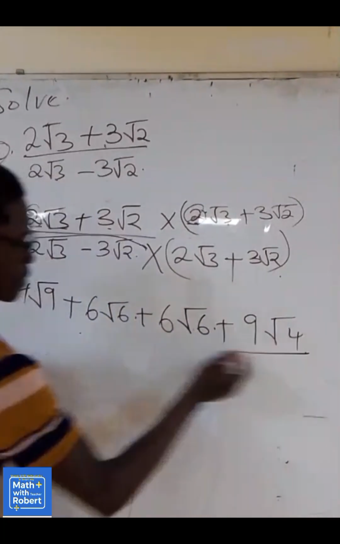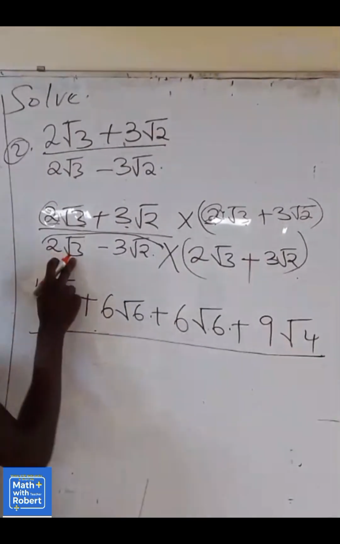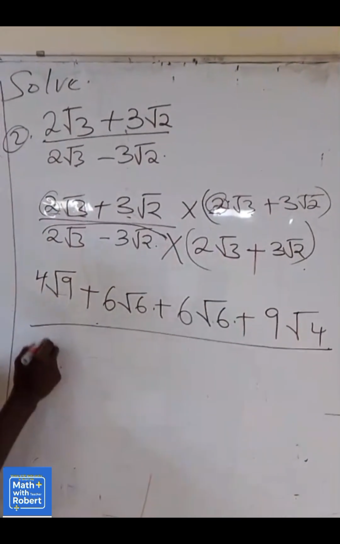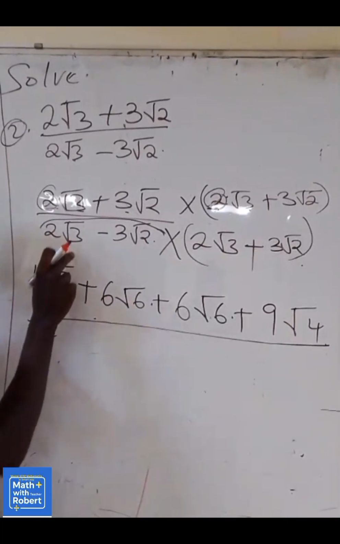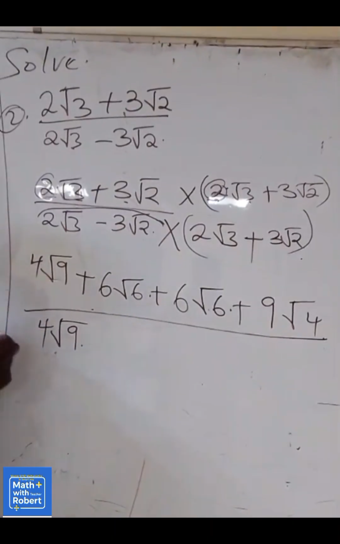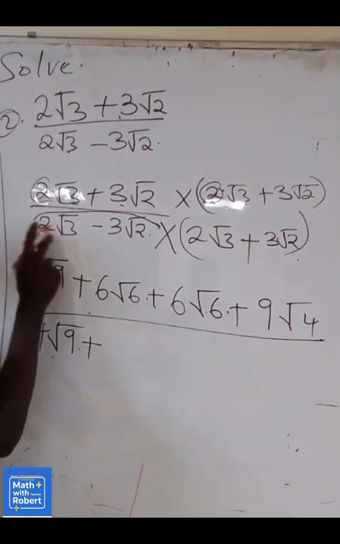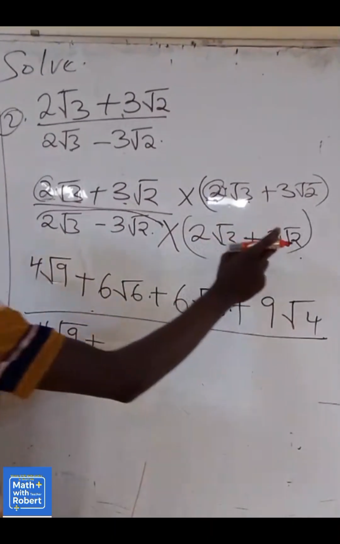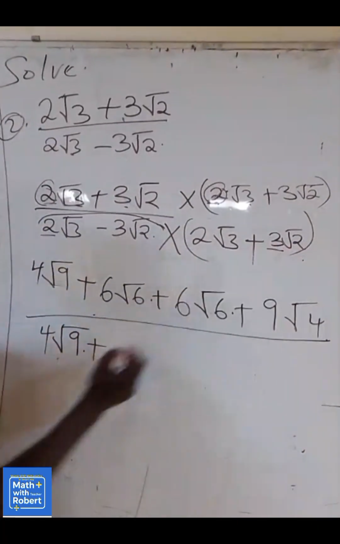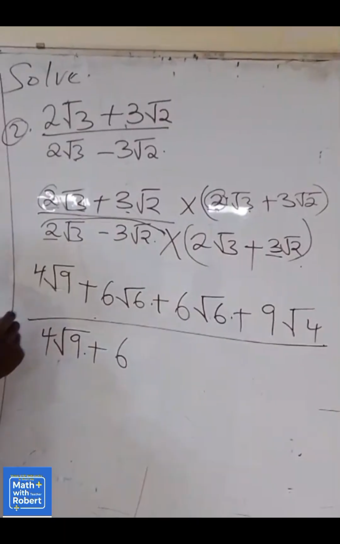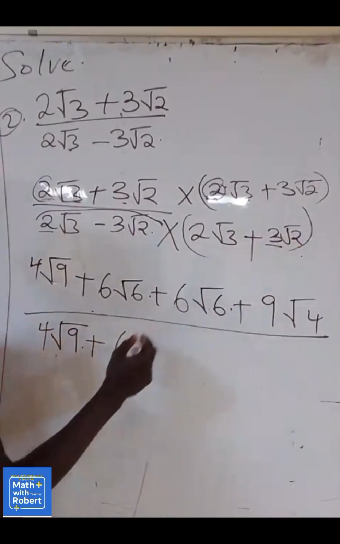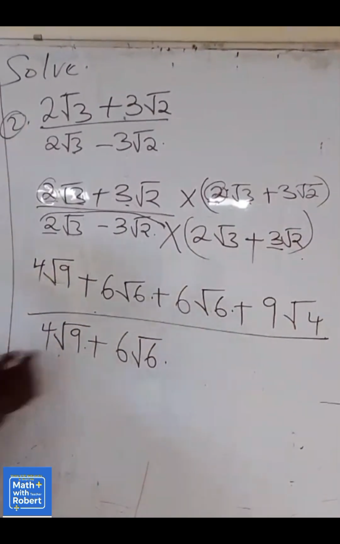So move to the denominator part. 2 surd 3 multiplied by 2 surd 3, so it is 2 times 2, that is 4. Then inside the surd, we have 3 times 3, that will be surd 9. Add 2 surd 3 multiplied by 3 surd 2. So outside the surd, we have 2 times 3, that is 6. Then inside the surd, we have 3 times 2, that is surd 6.